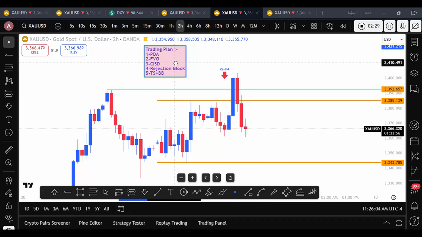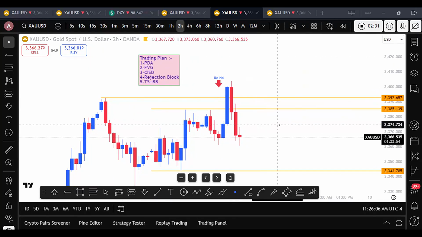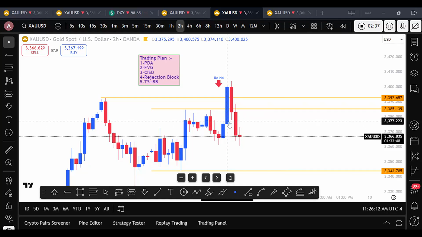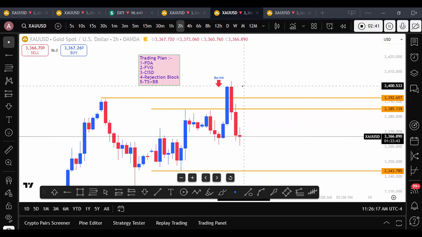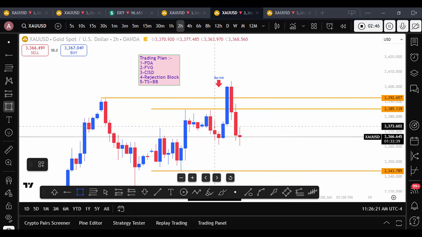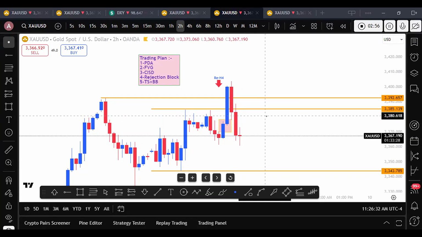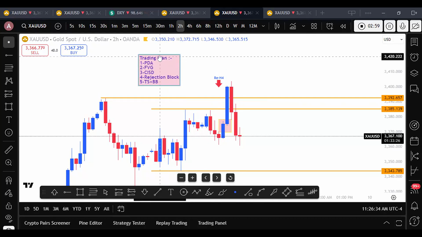On the 2H time frame, we can see that there is a fair value gap here, and there is also a small fair value gap here, but the price didn't respect it. You can see it. So this is a fair value gap, and there is another fair value gap here. This is disrespected because of the closure of this candle.